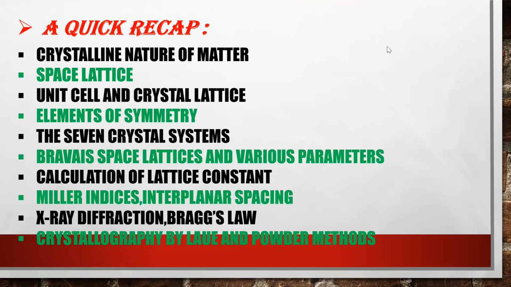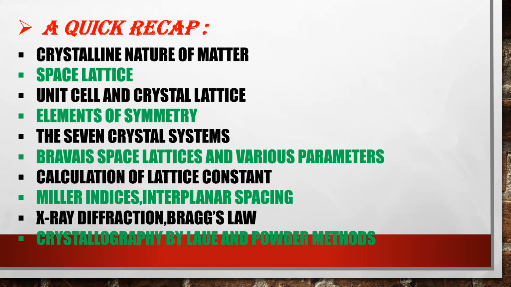A quick recap on our first unit. We have done half of the unit there: the crystalline nature of matter, the amorphous nature of matter, and the crystalline state of matter. Then we did the space lattice, unit cell and crystal lattice, where the entire crystal lattice structure equals basis plus space lattice. We have learned that. Then we saw elements of symmetry, three types in all. Then the 7 crystal systems, CTO or HMT, which I have given you in detail.